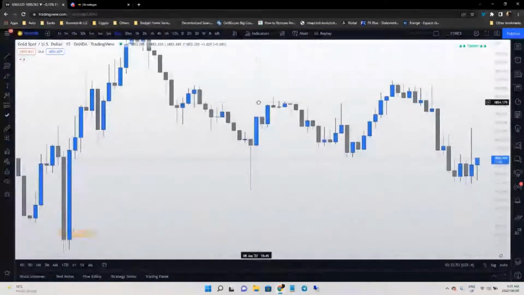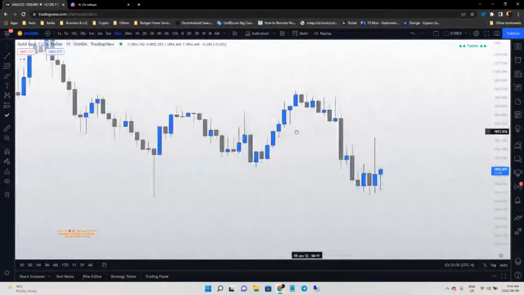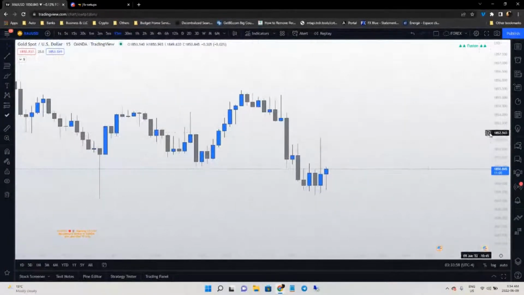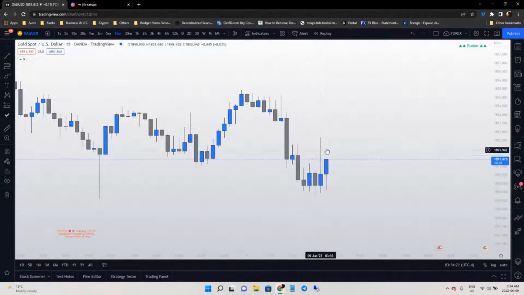But right now, based on what I'm seeing on the low time frame, I could still see gold going up here. So the pattern will be like this, going up here and looking to go down a little bit here. Exactly. Yeah, that's what I'm looking at too.